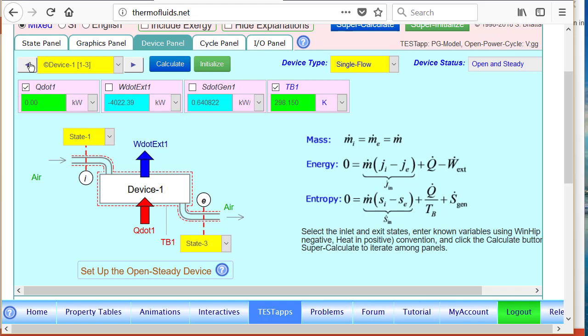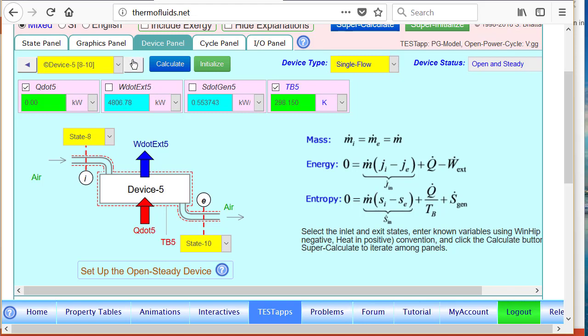So let's go back and start from scratch. Device 1, 1 to 3, is the actual compressor. That's why work is negative. Device 2 is the combustor, 4 to 5, and only heat transfer is positive. Device 3 is the first turbine, 5 to 7. Again, work is shown. Device 4 is our reheat combustor, 7 to 8, so there should be some heat transfer as shown here.